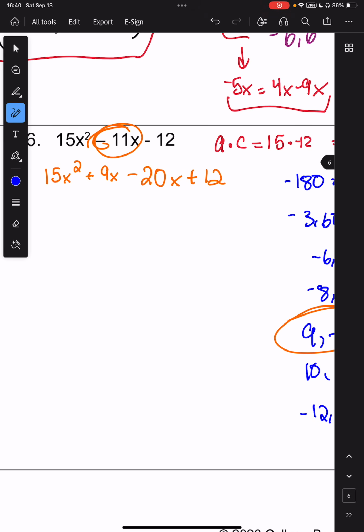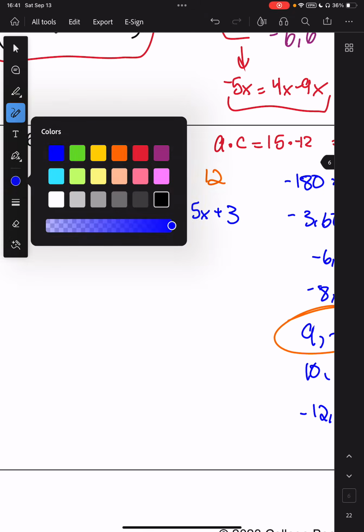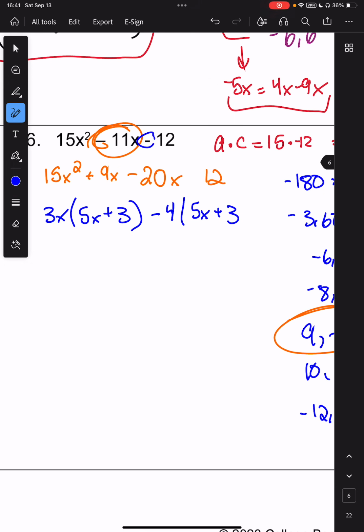So we can take out a 3x from both of these. We're left with 5x plus 3. And then for the second part, we can take out a negative 4. We're left with a 5x plus 3. Remember, our 12 over here is actually a negative. We get the negative from right here. That was a typo. So that's where we get our 5x plus 3.